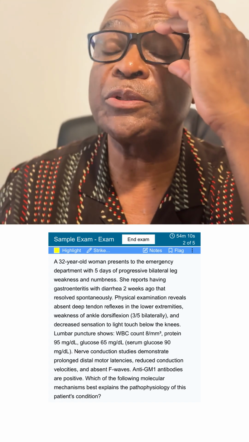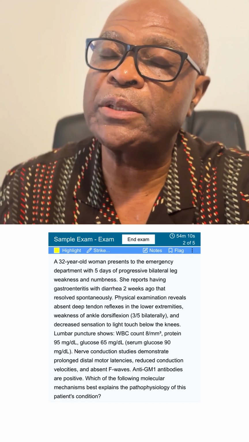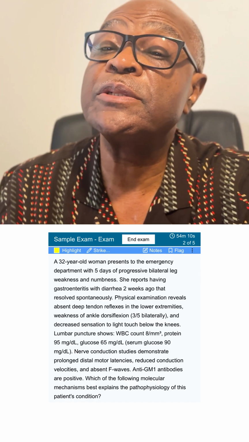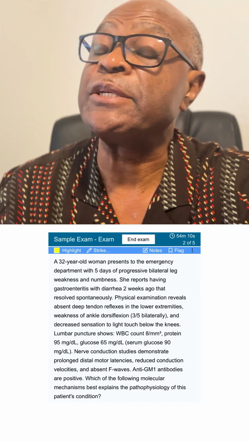A 32-year-old woman presents to the emergency department with 5 days of progressive bilateral leg weakness and numbness. So we've got bilateral leg weakness and numbness developing over 5 days. All right, so we have to think about some kind of neuromuscular disease so far.